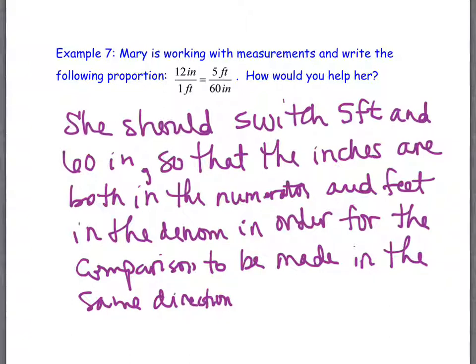It is worth noting right now that at least she has the numbers correct. I mean, it is true that 12 inches to 1 foot is the same thing that's being compared on the other side with the 60 inches and the 5 feet. So that part she got right.